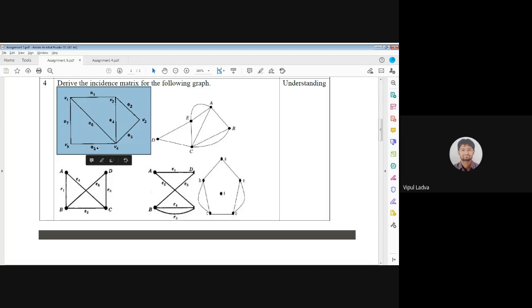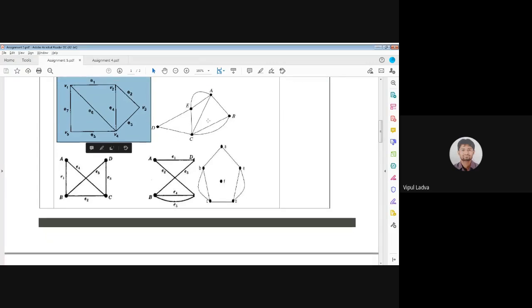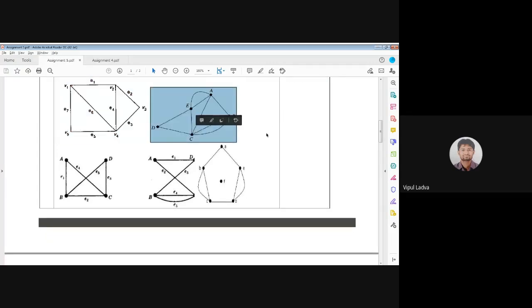When we are dealing with the incidence matrix, remember that number of vertices cross number of edges will be the order of your incidence matrix. Okay, and observe this. If I had not labeled my edges in this graph, and I'm asking for the incidence matrix, then your first duty will be labeling your edges.